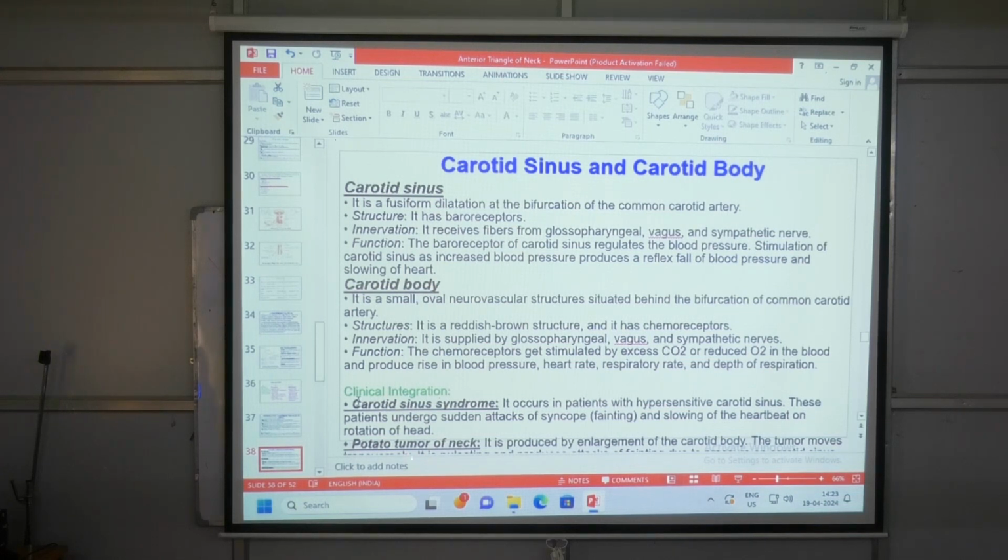Now, potato tumor of the neck. It is produced by enlargement of the carotid body, and this tumor moves transversely. Generally, tumors of the neck move vertically, but this potato tumor moves transversely.